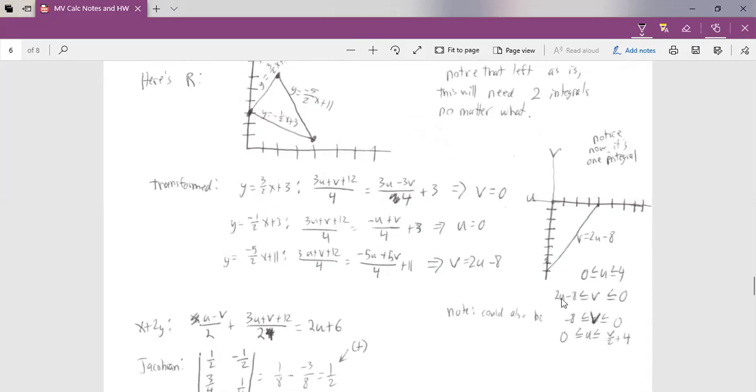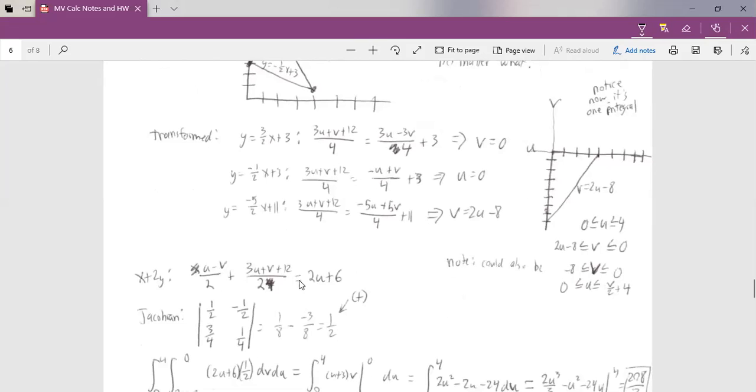So u goes from 0 to 4, and v goes from 2u minus 8 to 0. Alternatively, we could have also written v going from negative 8 to 0 and u going from 0 to v over 2 plus 4. I chose to use the upper one here. The lower one is also completely appropriate and will yield the same answer.